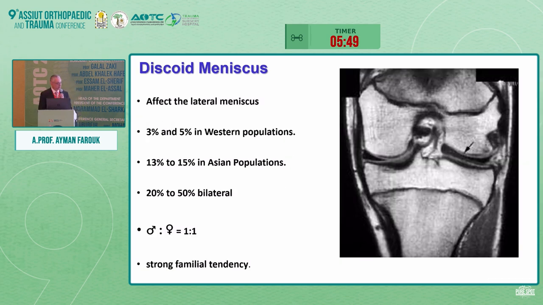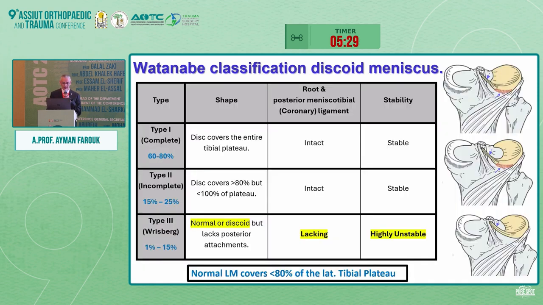Discoid lateral meniscus is a common finding, affecting about 15% of the Asian population and 5% of the Western population. It's bilateral in 50% and equally presented in males and females, and there's a strong familial tendency. It's classified according to the Watanabe classification into three types.